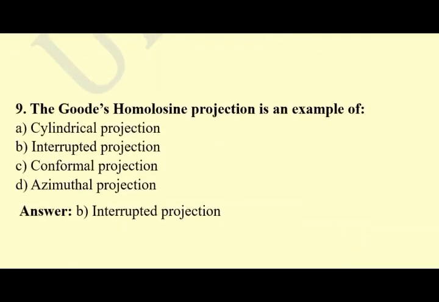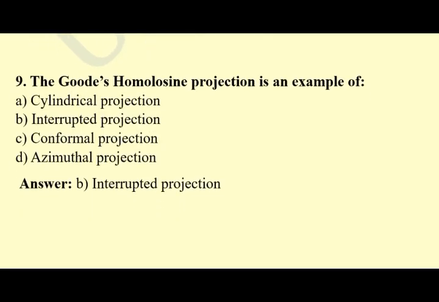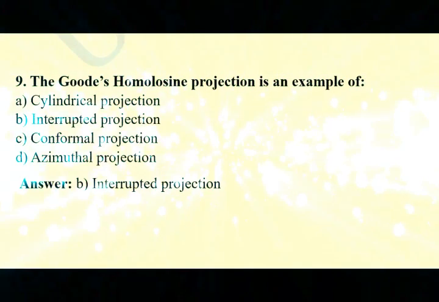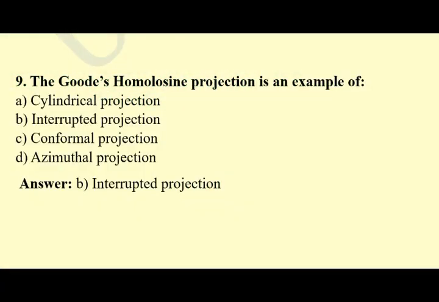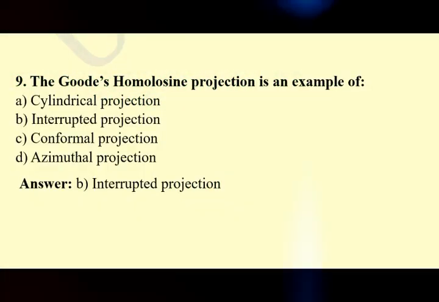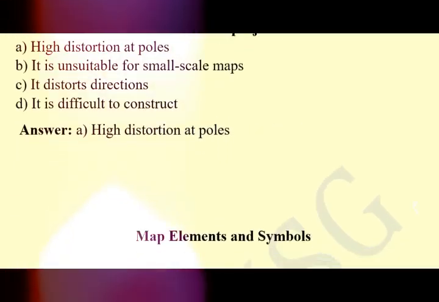Question number 9. The Goode's homolosine projection is an example of cylindrical projection, interrupted projection, conformal projection, or azimuthal projection. Here the right answer will be interrupted projection.